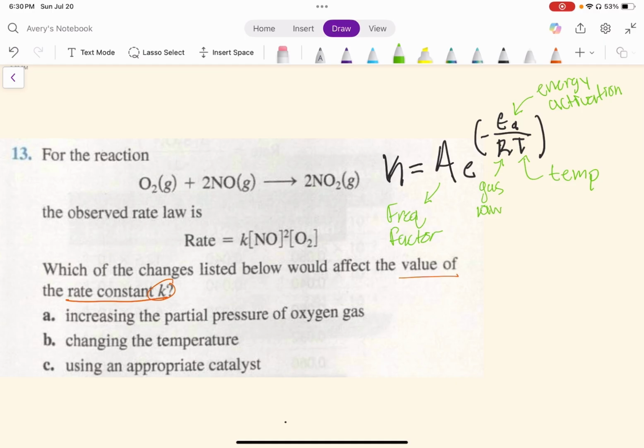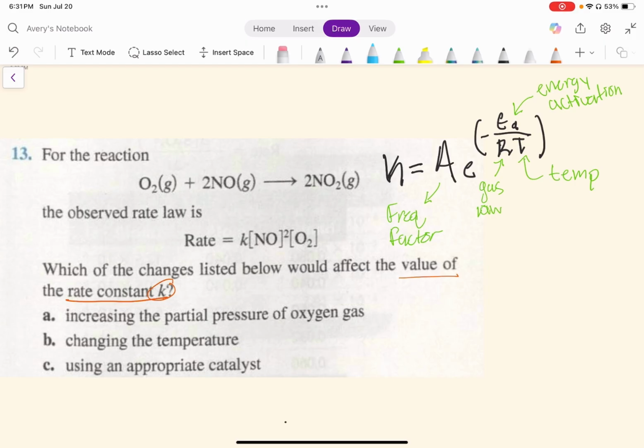So to properly analyze our answer choices, we need to make sure that they include one of the components in our equation, because all of these components affect the value of K. If what the answer choice is talking about is not in our equation, then it is incorrect because it won't affect the value of K. With that in mind, let's look at option A, increasing the partial pressure of oxygen gas.